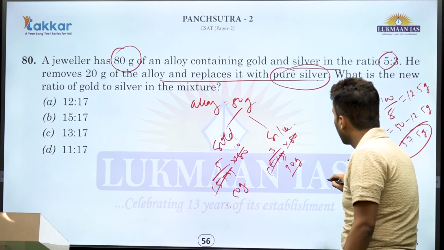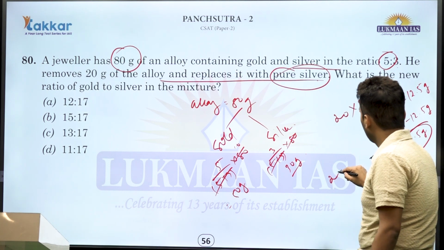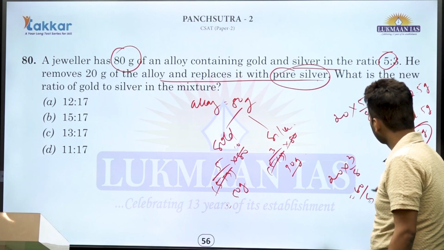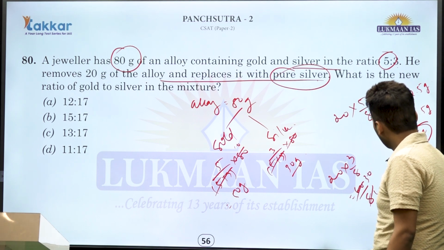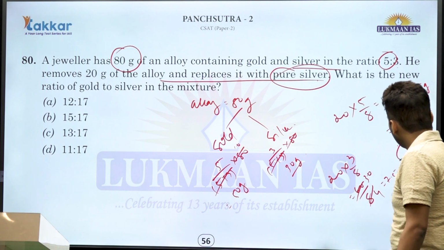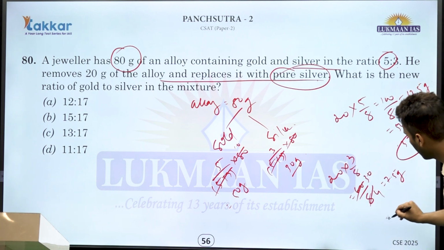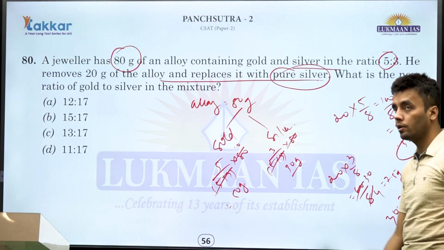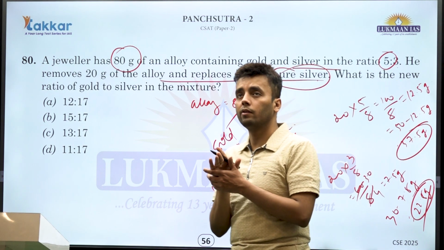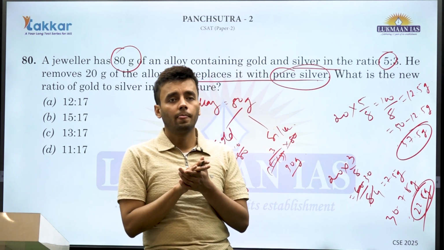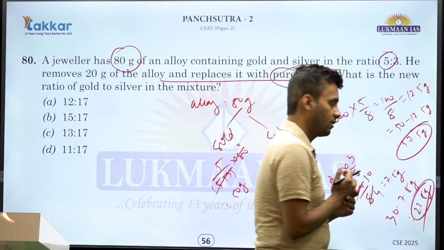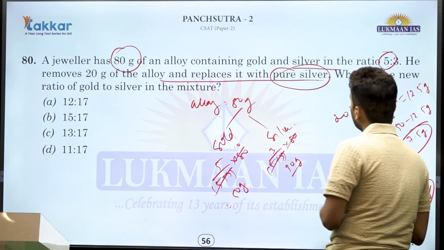Okay. Now similarly for silver, 20 grams is being removed. 3 by 8 of 20, how much? 60 by 8 is 30 by 4. That is 7.5 grams. So initially we had 30 grams of silver; 30 minus 7.5 grams removed, that is 22.5 grams. This is the amount of silver that we have. So 37.5 grams of gold and 22.5 grams of silver. So what is the next thing?